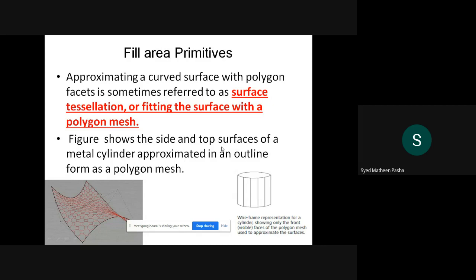The figure shows the side and top surfaces of a metal cylinder, where it consists of a polished polygon mesh. I can call this one kind of mesh. I can call this the pure mesh, right? If this is an object you want to display, what is the type of fill area here? It is a mesh. A mesh kind of fill area you have filled, where the color of the mesh is red. In this, the color is black and white.